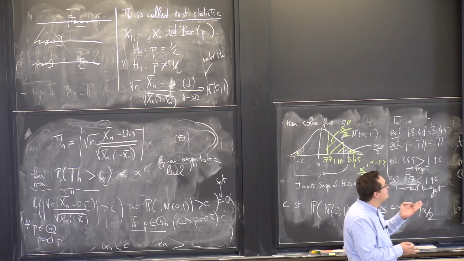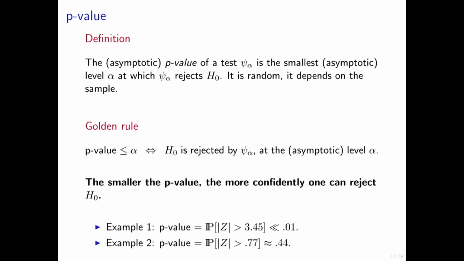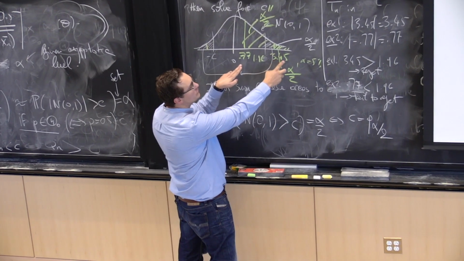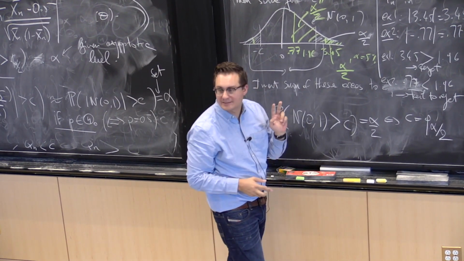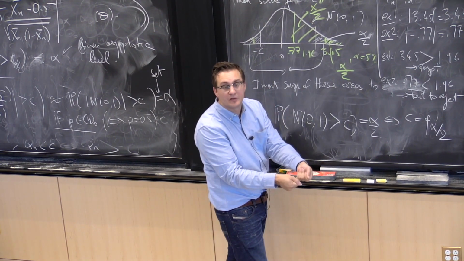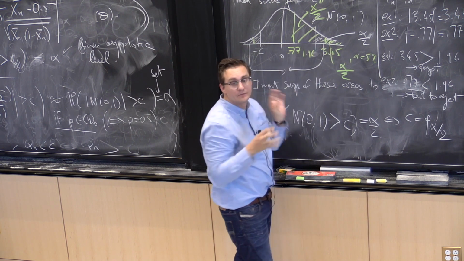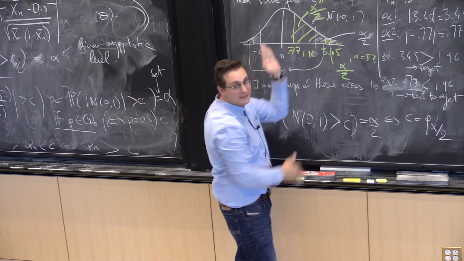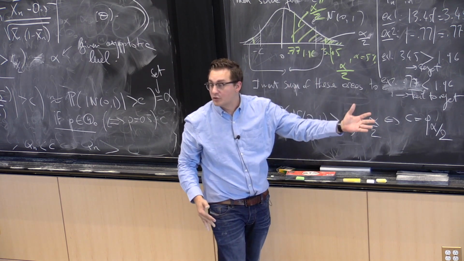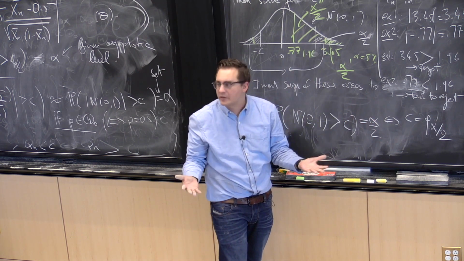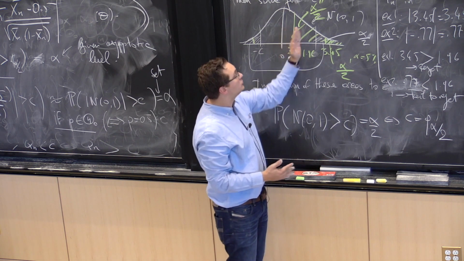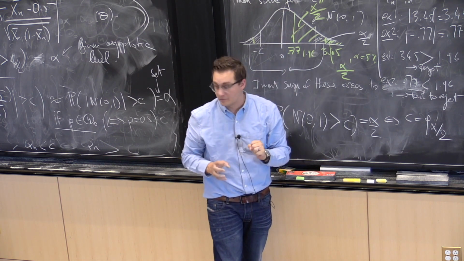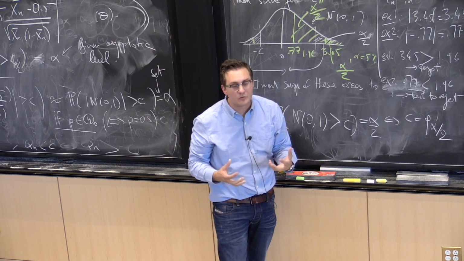OK? And so it is a random number, right? It depends on what I actually observe. So here, of course, I instantiated those two numbers, 3.45 and 0.77, as realizations of random variables. But if you think of those as being random numbers before I see my data, this was a random number, and therefore the area under the curve to the right of it is also a random area. If this thing fluctuates, then the area under the curve fluctuates. And that's what the p-value is.